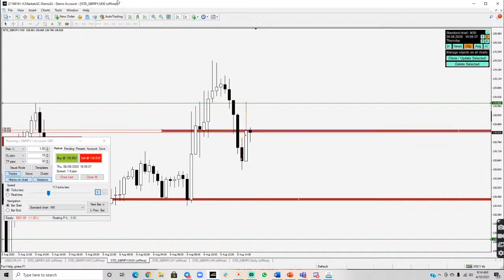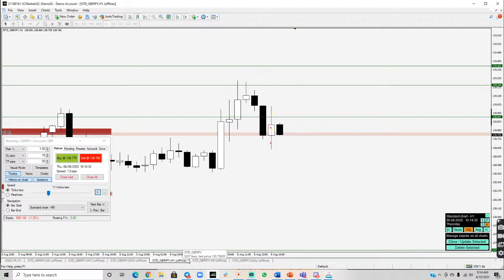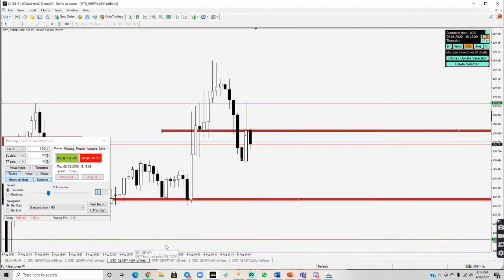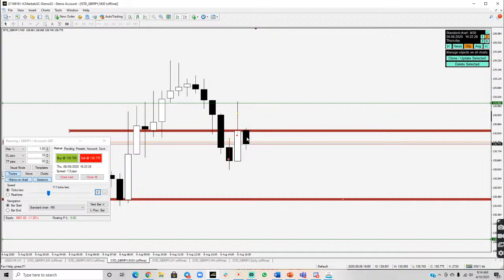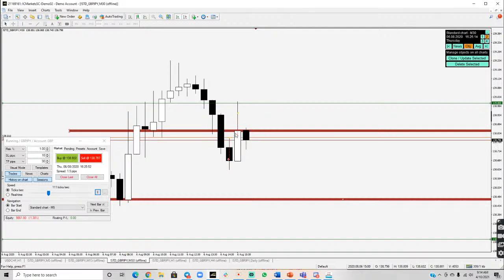Wow, and just look at that rejection now. Look at that rejection. And as I can say, the bias is right, but you don't really have any control over what the market does. The bias is right, but the market just chose to do a deeper pullback and we got stopped out.